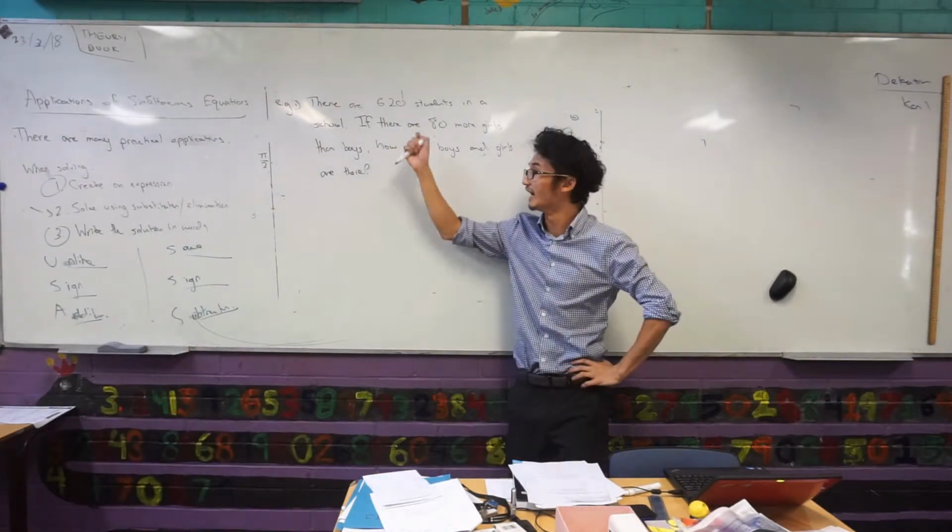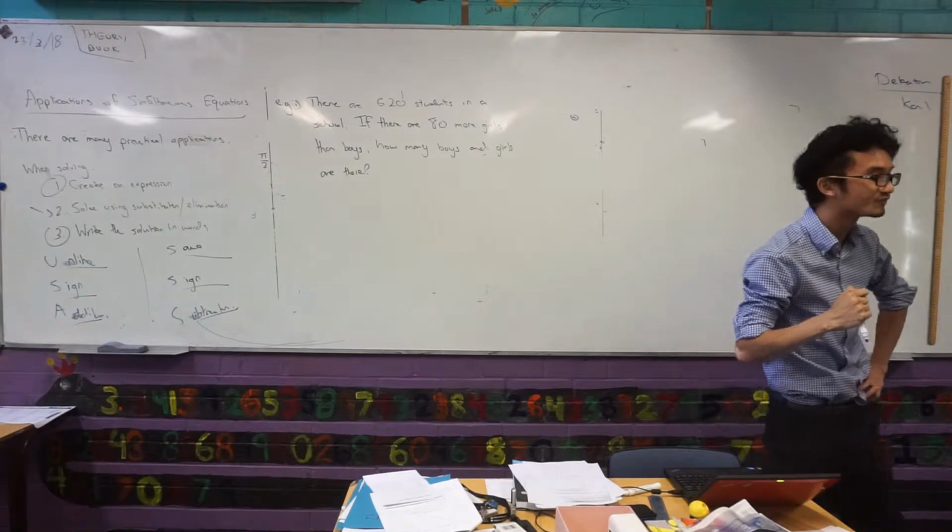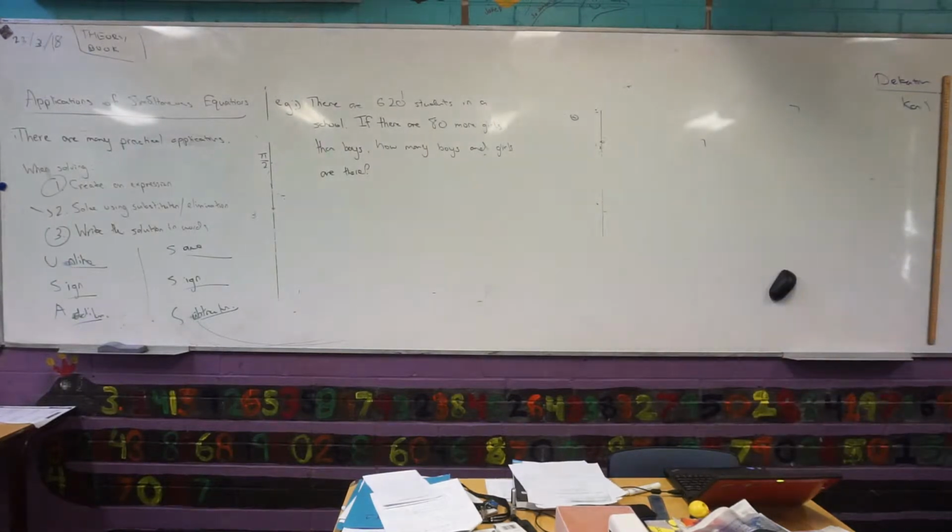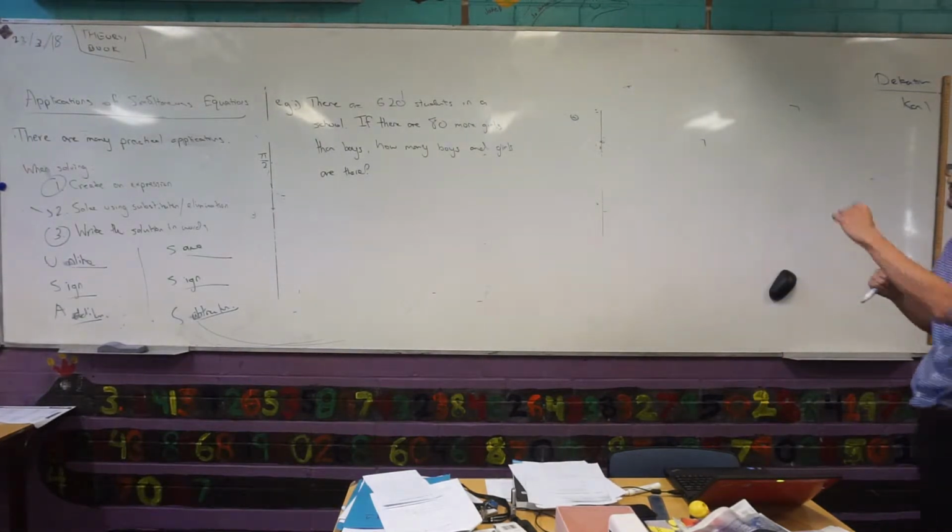Mick, could you read out the first one for me? There are 620 students in school. If there are 80 more girls than boys, how many boys and girls are there?